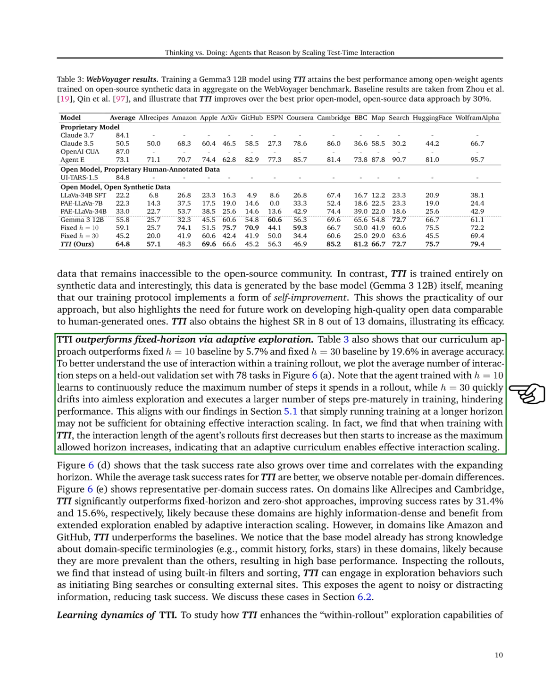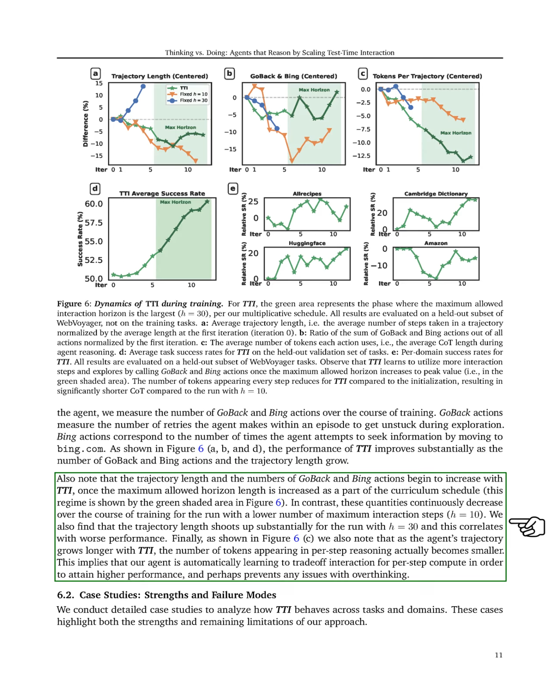To understand how TTI enhances exploration, we measured the agent's actions during training. We observed that as the maximum allowed steps increased, the agent's ability to explore effectively also improved. In contrast, runs with fewer steps showed a decline in exploration capabilities. Our analysis indicates that TTI helps the agent balance interaction and reasoning, leading to better performance without overthinking.